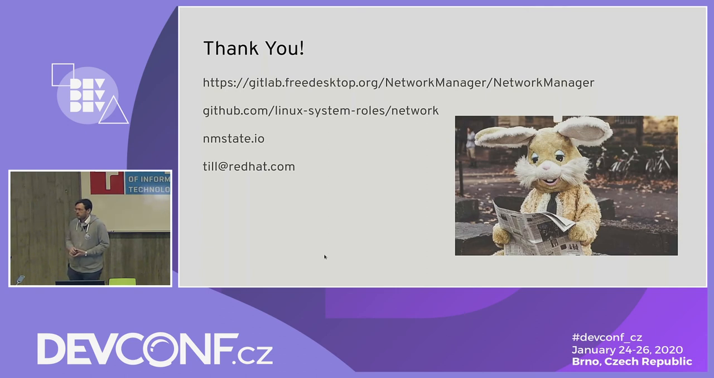It actually uses the API. The question was whether what the Ansible role does is lay down a file or call nmcli. And the answer is it uses the library, libnm, directly. So it implements everything based on the NetworkManager library.